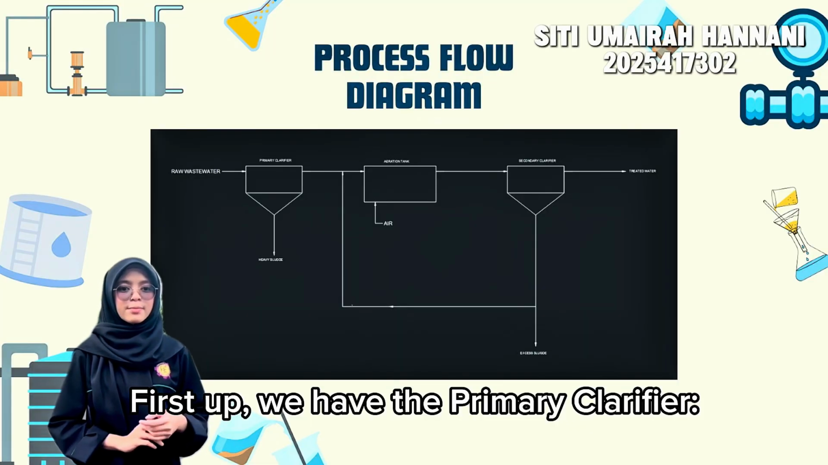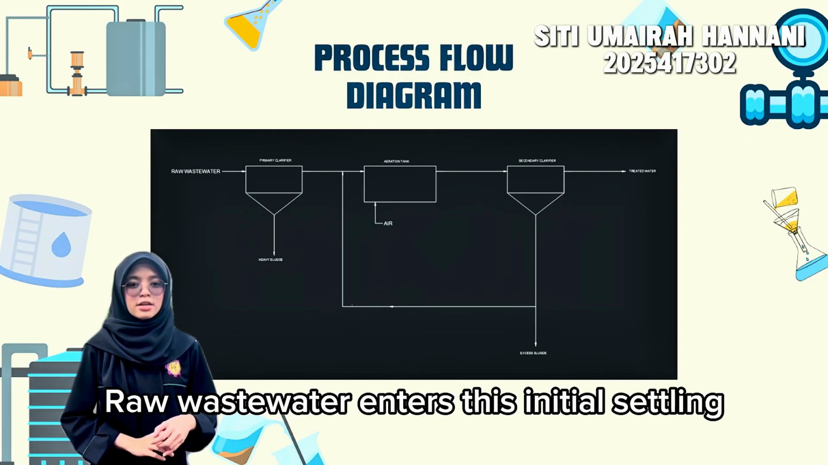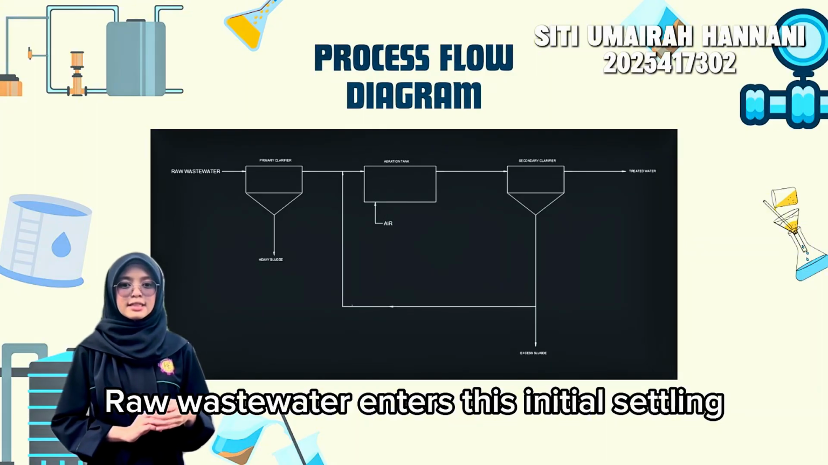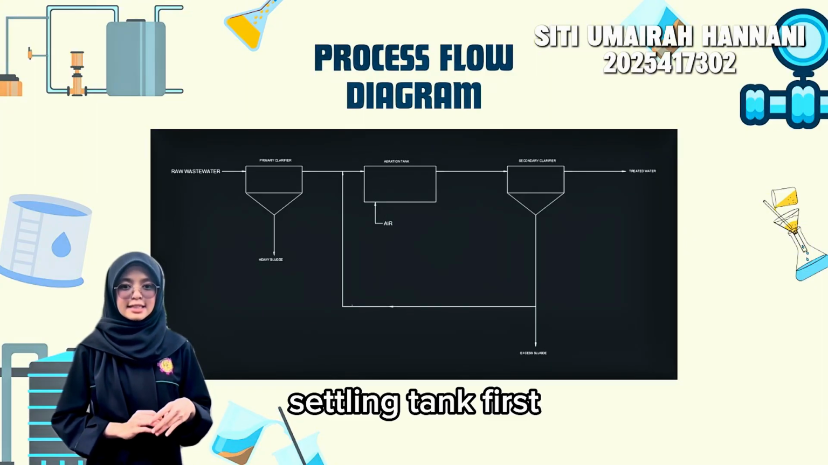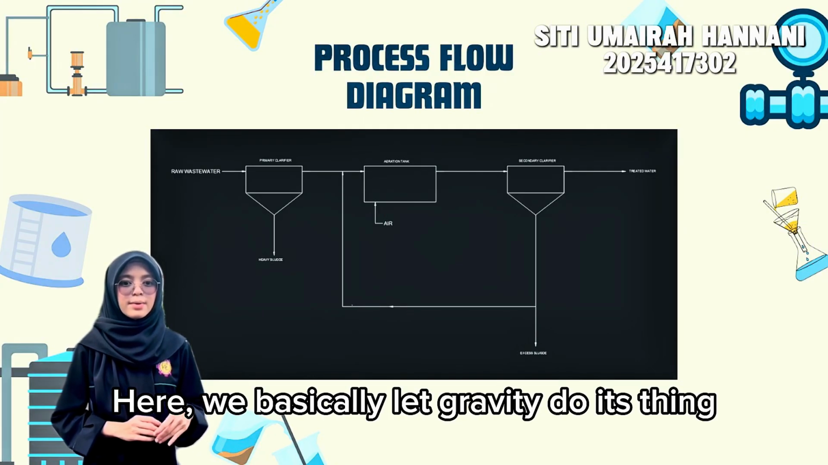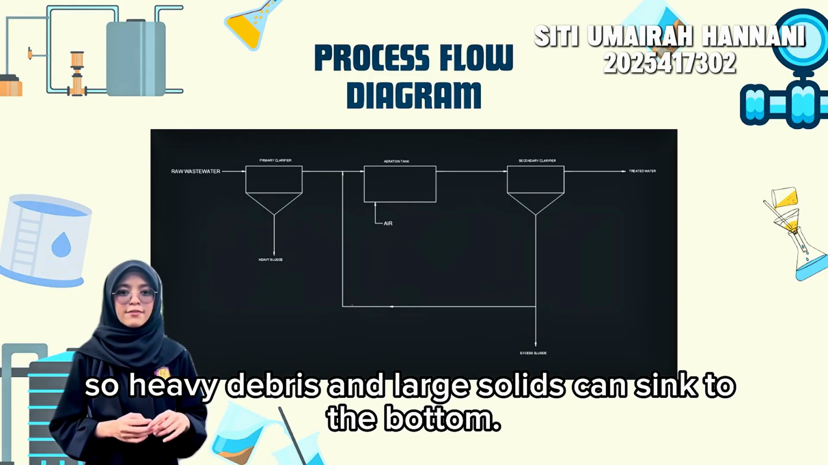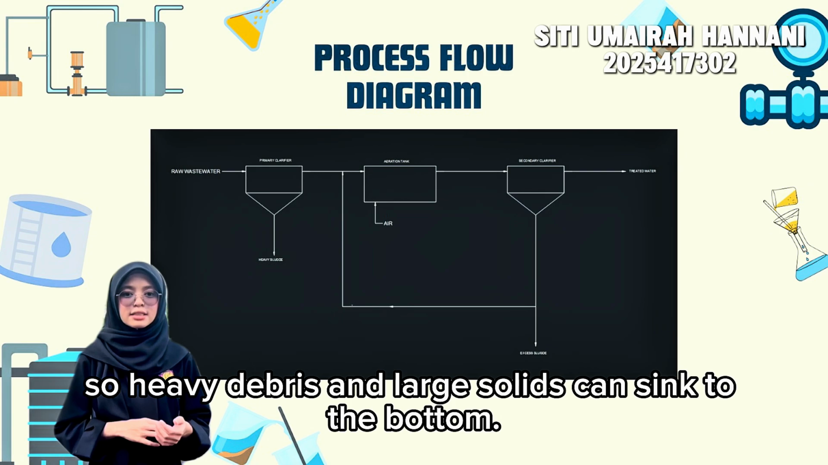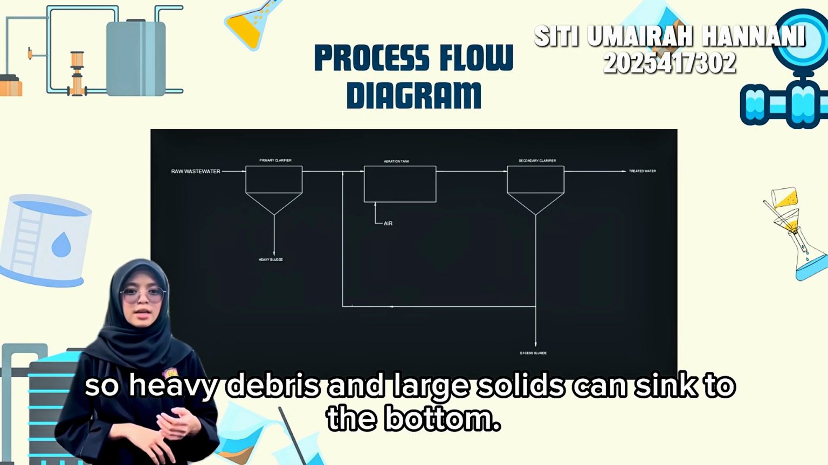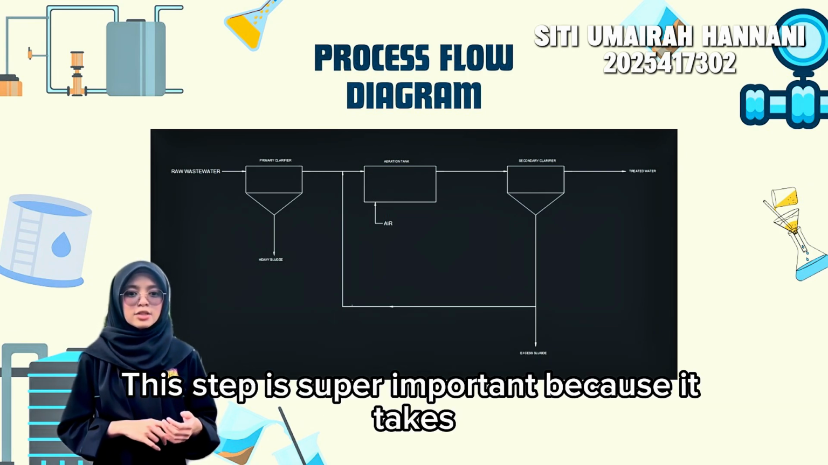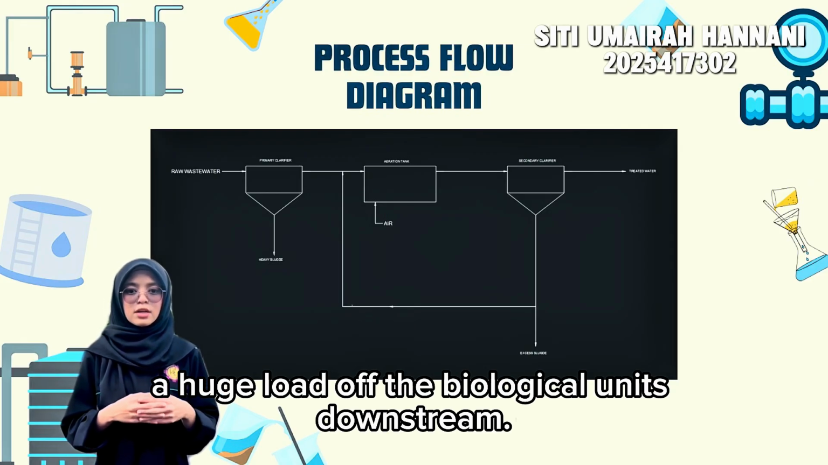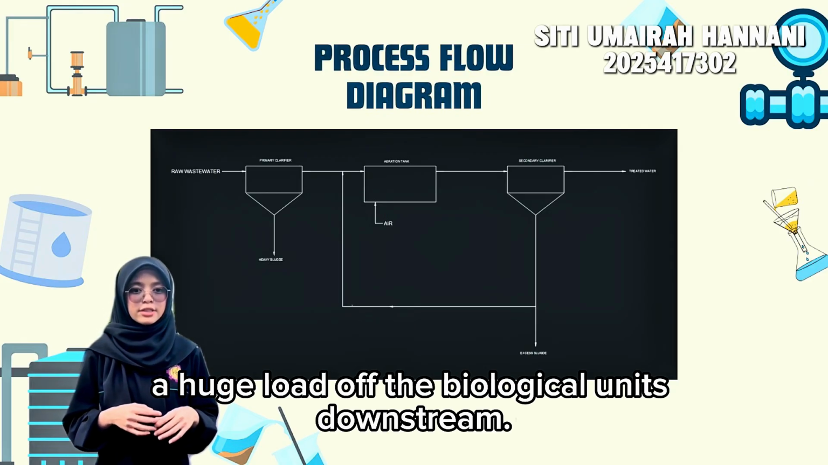First up, we have the primary clarifier. Raw wastewater goes into this initial settling tank first. Here, we basically let gravity do its thing, so heavy debris and large solids can sink to the bottom. This step is super important because it takes a huge load off the biological units downstream.